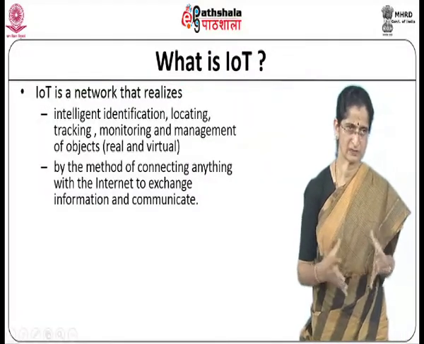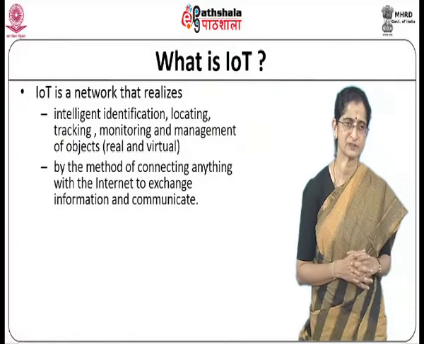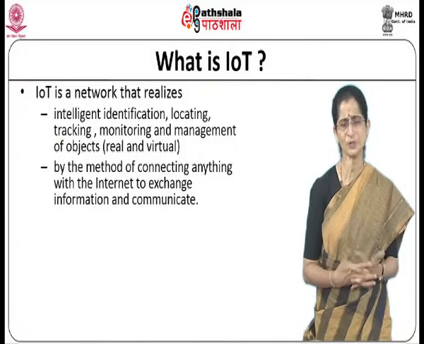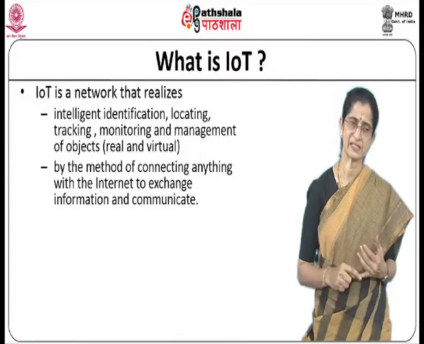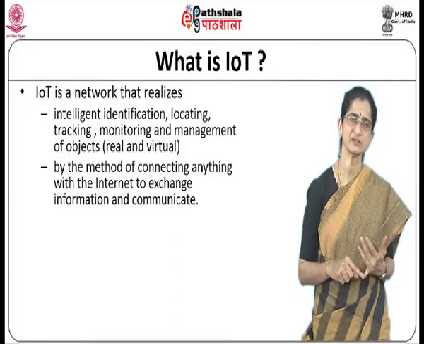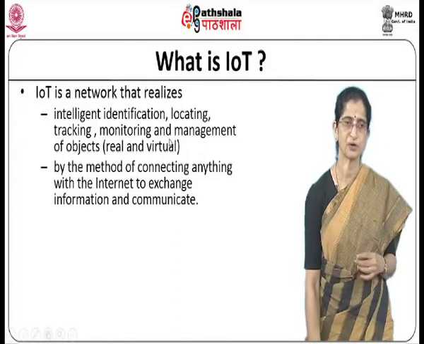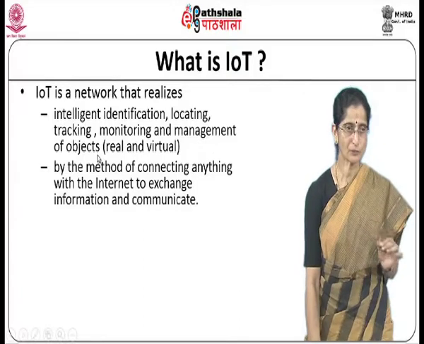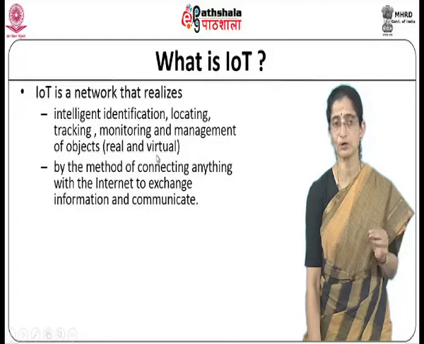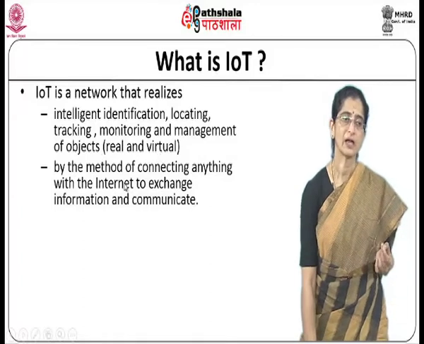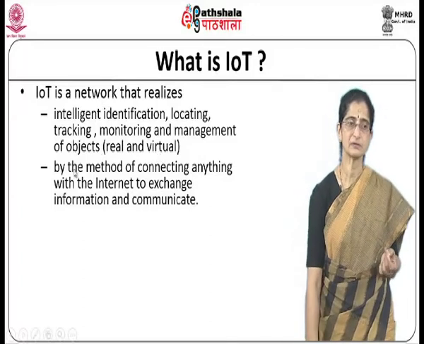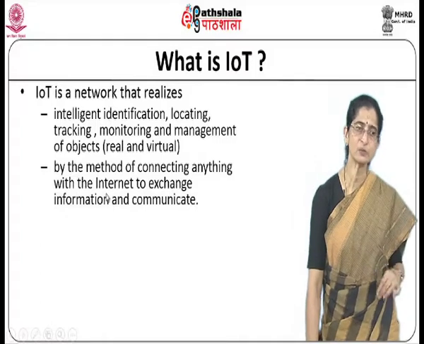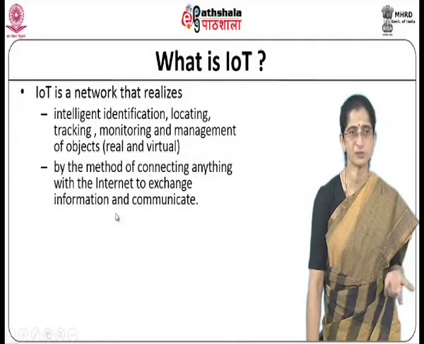So, that's the kind of technology we are talking about. A more formal definition of this Internet of Things, called IoT: it's a network that realizes intelligent identification, location, tracking, monitoring and management of objects. So, what do you mean by object? This object could be a real object or it could be a virtual object. And how does it make this happen? By connecting anything with the internet, to exchange information and communicate.